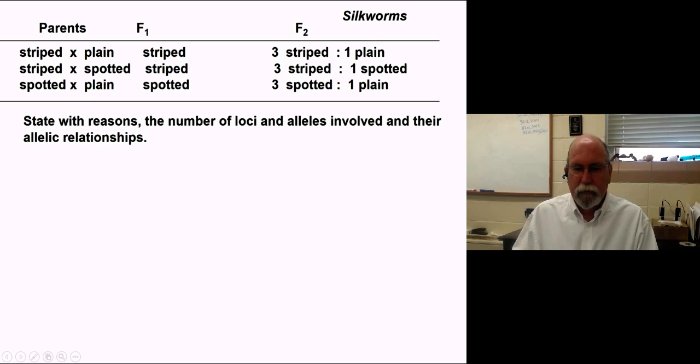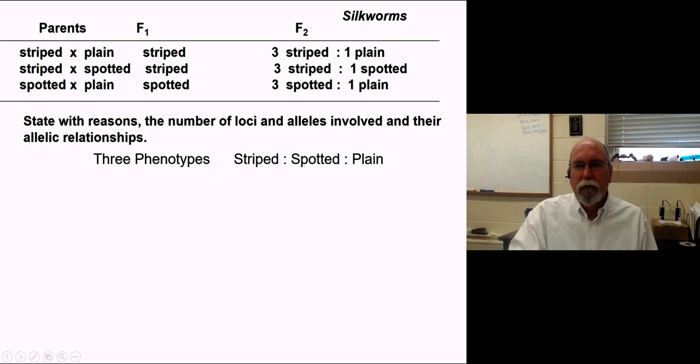We might ask it in a genetic problem. Tell me, how many loci do I have involved? How many alleles? What are the relationships of the alleles? In other words, what are the modes of inheritance that are going on here? Well, the first thing we would do in any problem is pull away the given information. And what's given here is that we see three phenotypes, right? We see this striped, spotted, and this plain here. Okay, and we don't have any numbers at this point other than 3 to 1s.